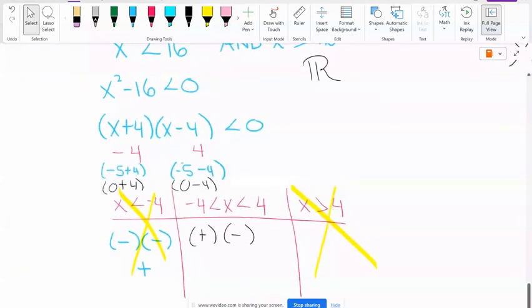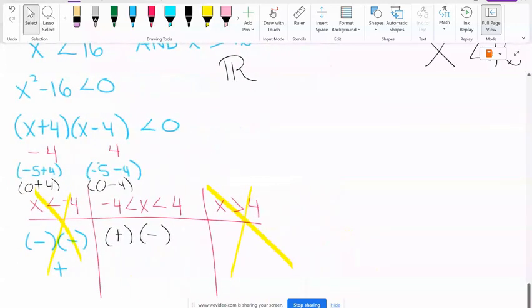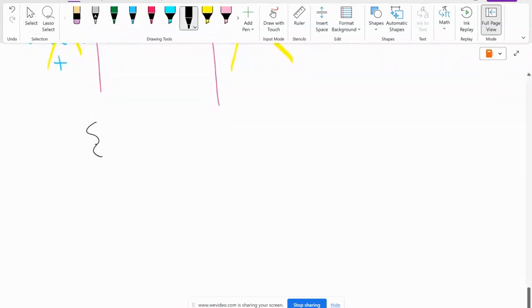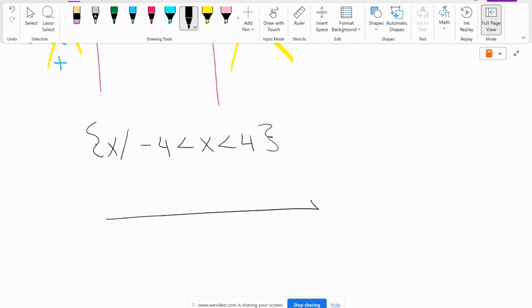So if it has to be represented in this one and it has to be represented in this one, it would just be the first one, the more restricted one, right? Because isn't every number from negative 4 to 4 already represented in all real numbers? This is the more restricted one. This is our solution. So we're going to have x such that negative 4 is less than x, which is less than 4. And then our number line would look like this. Open circle on negative 4, open circle on 4. A line between them.